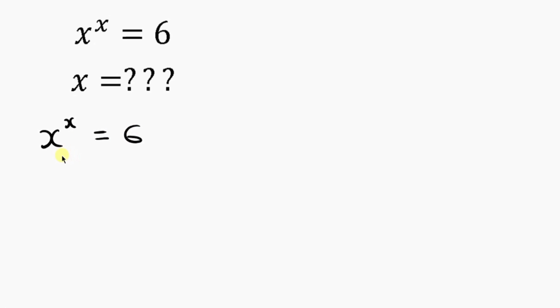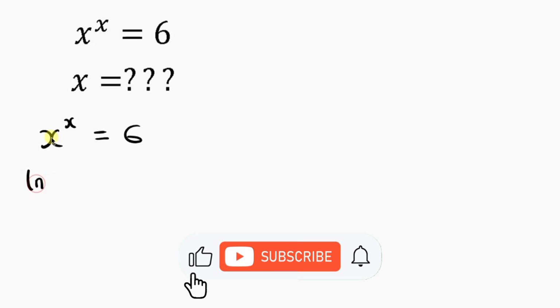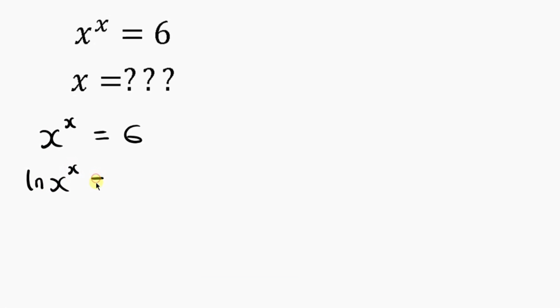I want you to pay attention to what we have on the left-hand side. Pay attention to the power. The power is a variable. Whenever we have a variable as power, it is good that we take the natural log of both sides. So let's take the natural log of both sides. I'm going to be taking the natural log of the left-hand side, which is x to the power of x. I will also be taking the natural log of the right-hand side, which is 6. Are you seeing that? Very good.